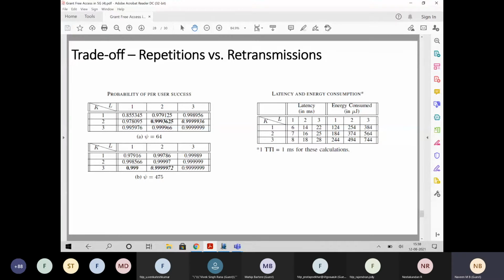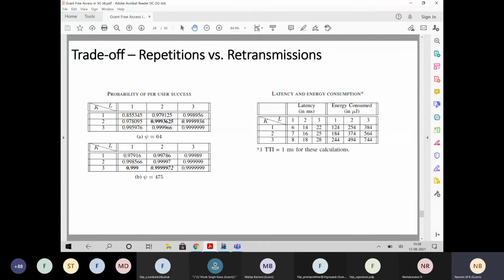Okay, and now this is the last one, which is the trade-off with respect to repetition and retransmissions. Here K is the number of repetitions, L is the number of retransmissions. Repetitions happen together; at a time you will send so many repetitions. Retransmission is when you wait, the base station didn't send you something, so you retransmitted. So somebody will ask, one repetition, is it enough? I will do 2 retransmissions, I am fine with it. How does it impact? So K1, L1 means 1 repetition, 1 retransmission; 1 repetition, 2 retransmissions, and so on.